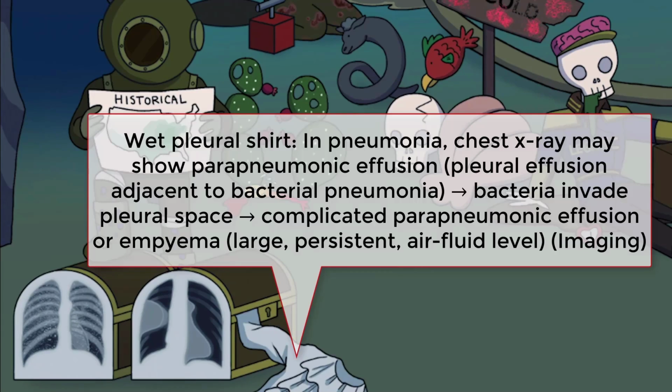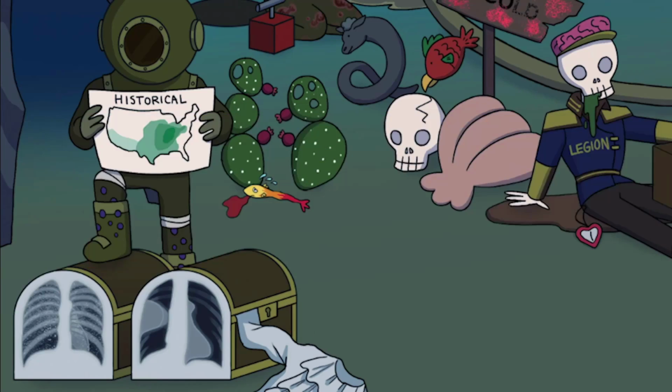You might even see a parapneumonic effusion, which is present in about 40% of bacterial pneumonias. Many of these resolve without complications. Large, persistent effusions and effusions with an air fluid layer suggest a more complicated etiology.